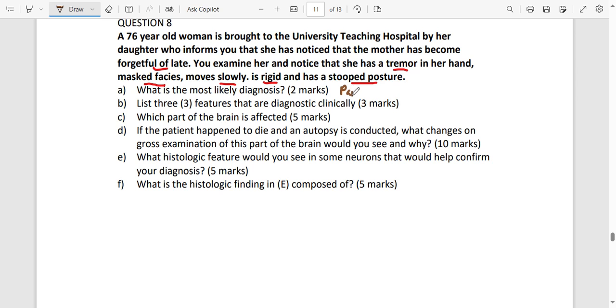Parkinson's disease. Thank you so much. Parkinson's disease.